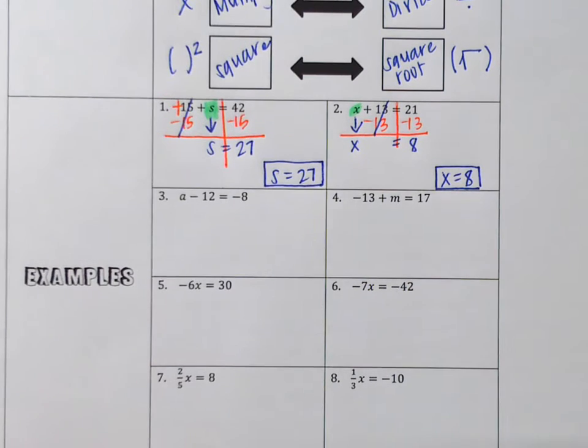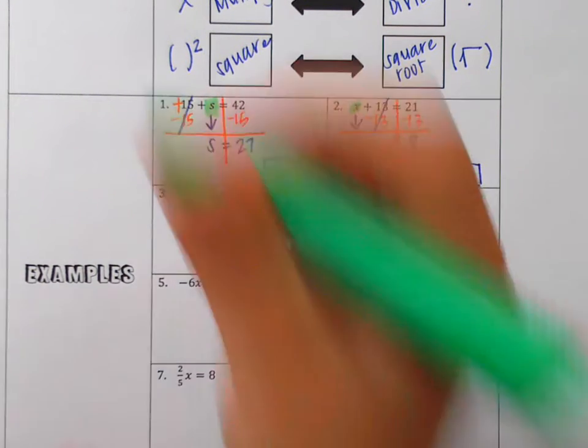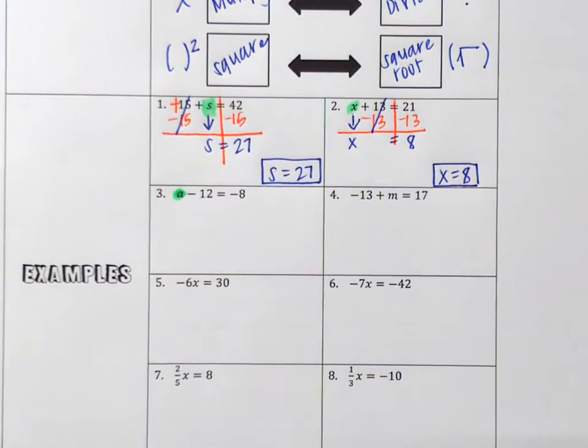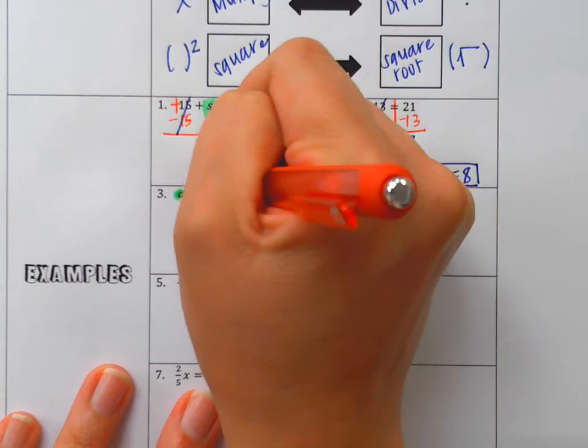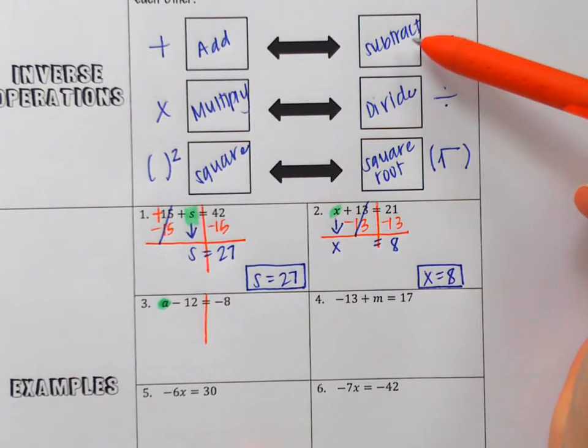Okay, so let's look at 3. So we have a minus 12 equals negative 8. Again, we're solving for a variable, so we're trying to get a by itself. So I'm going to start by just putting my line down. I want to get a by itself, so I have to move that minus 12 to the other side. It's a negative 12, so I have a minus sign.